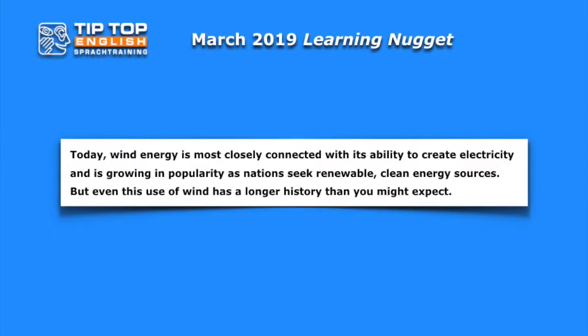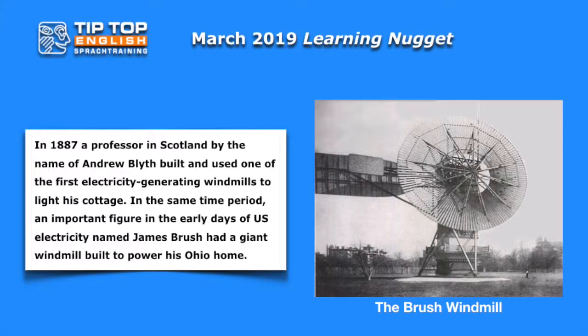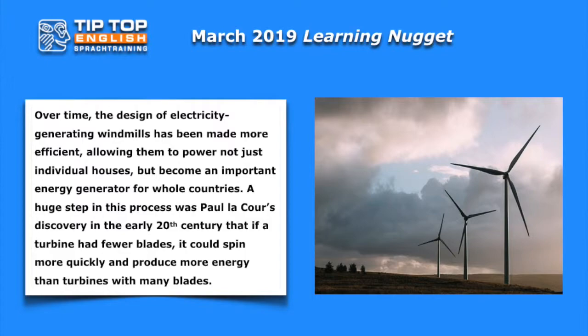But even this use of wind has a longer history than you might expect. In 1887, a professor in Scotland by the name of Andrew Blythe built and used one of the first electricity-generating windmills to light his cottage. In the same time period, an important figure in the early days of U.S. electricity named James Brush had a giant windmill built to power his Ohio home. Over time, the design of electricity-generating windmills has been made more efficient, allowing them to power not just individual houses, but become an important energy generator for whole countries.